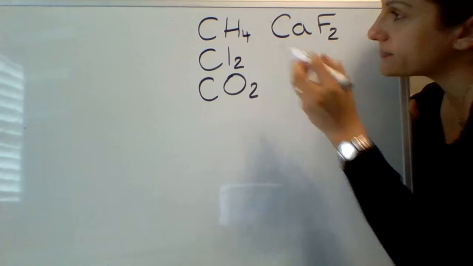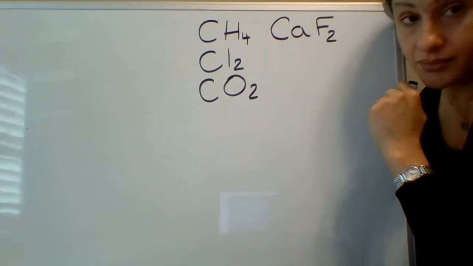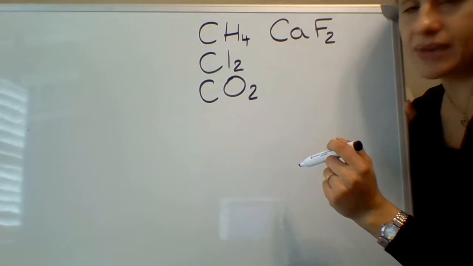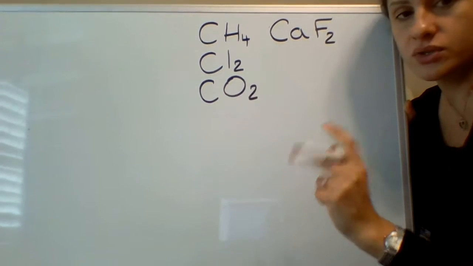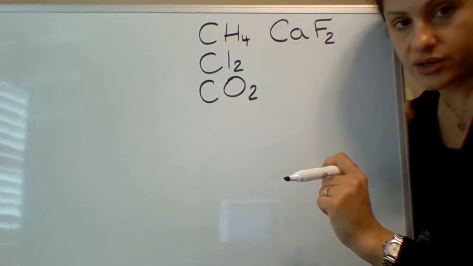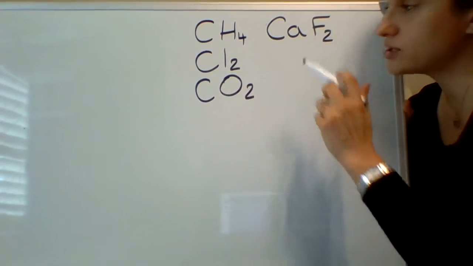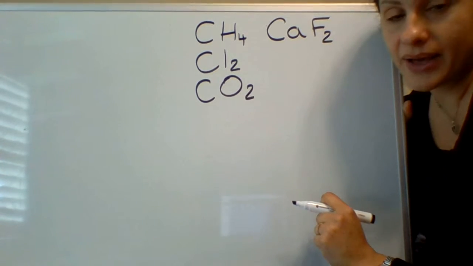So let's see. Carbon, nonmetal. Hydrogen, nonmetal. Molecular. Chlorine, 2 nonmetals. Molecular compound. CO2, 2 nonmetals. Molecular compound. CaF2 is a metal and a nonmetal, and that is an ionic compound.